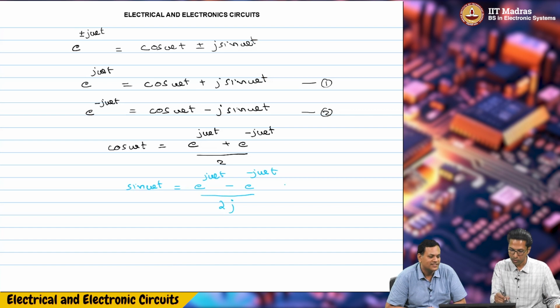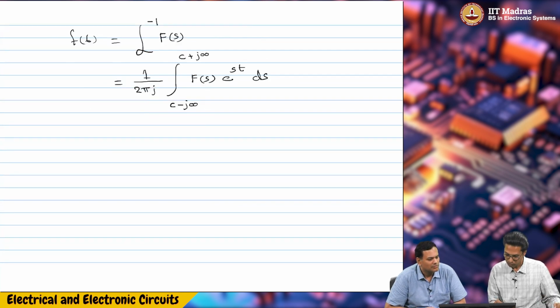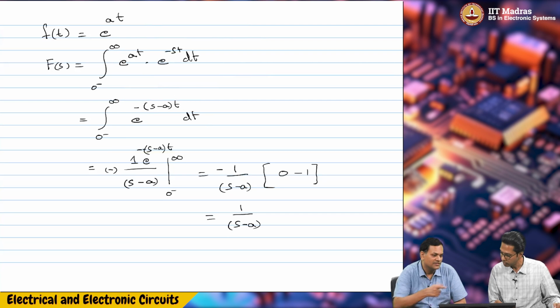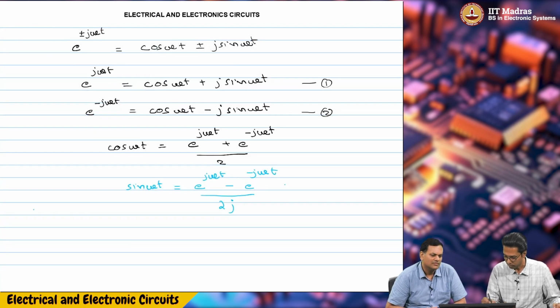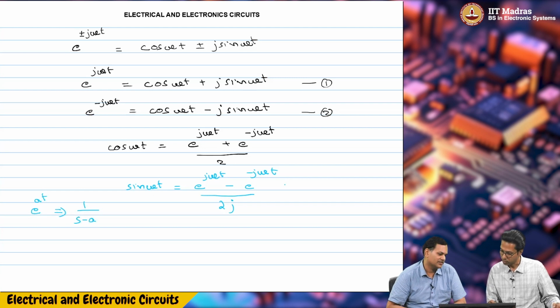Because we know how to deal with e power. In the previous class, e power at in the s domain is 1 by s minus a.